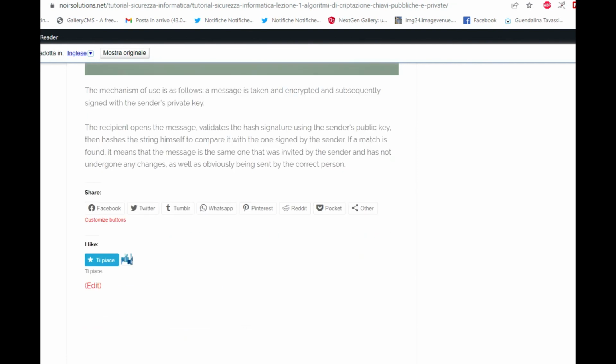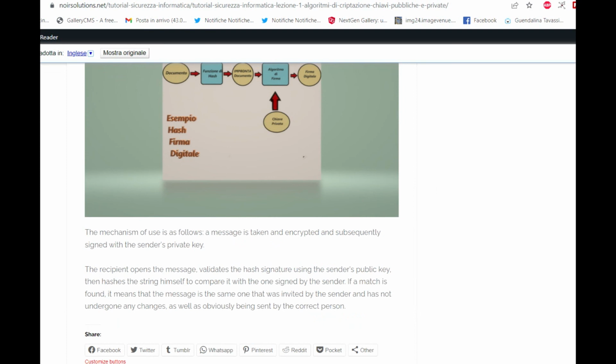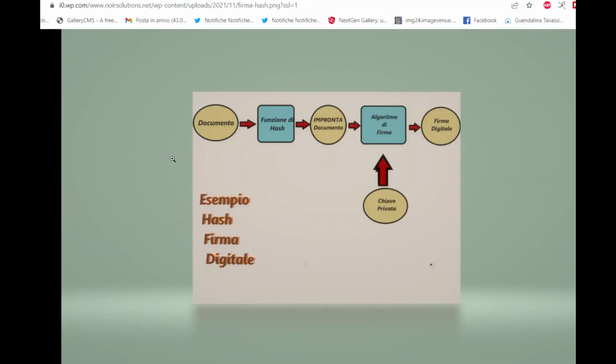The mechanism of use, wait a moment, I will try to expand it so you can see better. With this example: hash, digital signature. Document, function of hash, digital signature, algorithm with digital private key, digital key. This is the scheme.